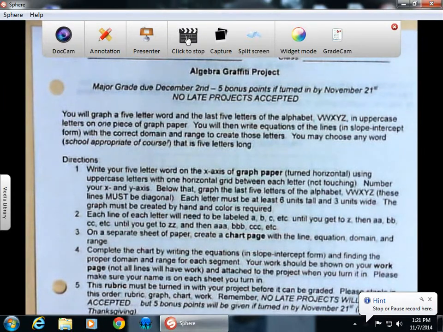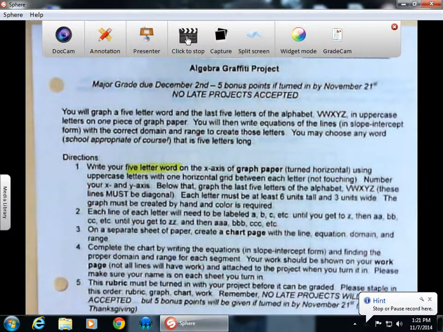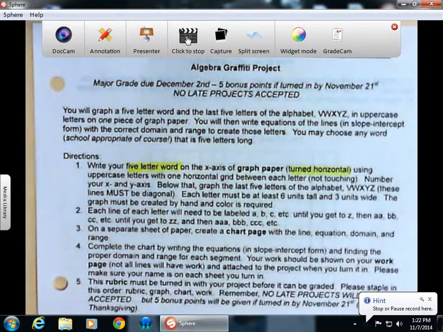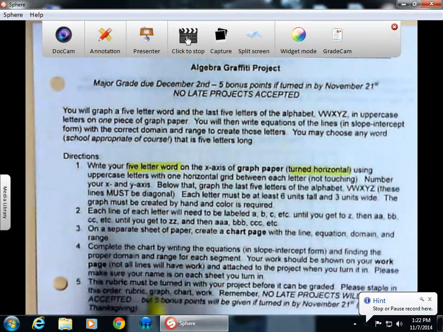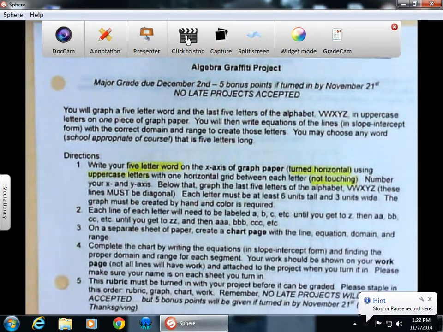Step 1 says write a 5-letter word. You are choosing a 5-letter word, not a 4-letter word, not a 6-letter word. That is school appropriate. And you're going to graph it on the x-axis of the graph paper, and the paper is turned horizontal. This should be in uppercase letters, and I don't want them touching. There should be 1 space between them, 2 spaces between them.